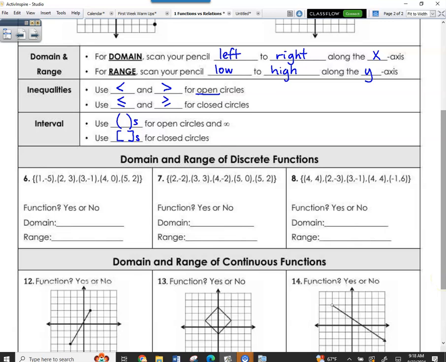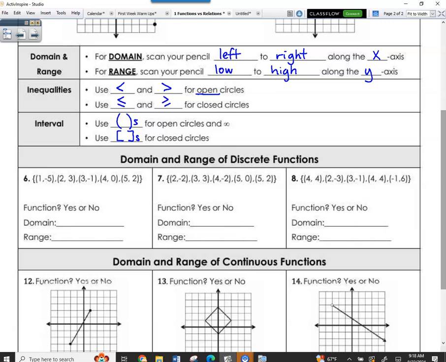Now we're going to practice. We're going to do just discrete functions first, which means we're just looking at a bunch of points. Domain and range. First of all, you should already know how to answer if it's a function. Remember, you check the what? Which column or which value do you check? X. You check the x.